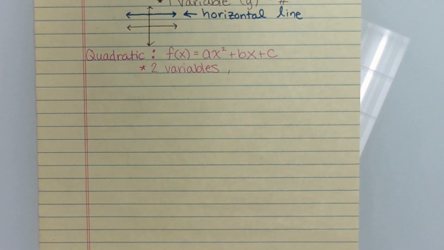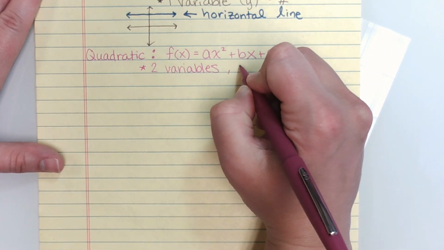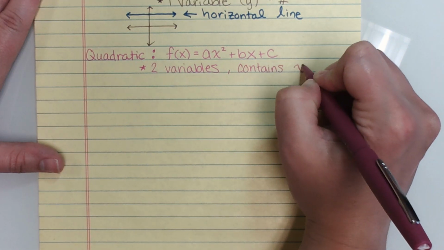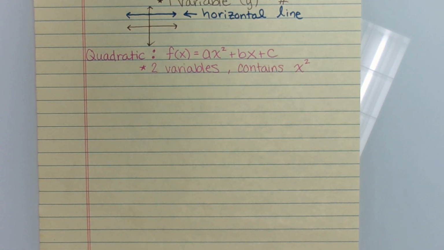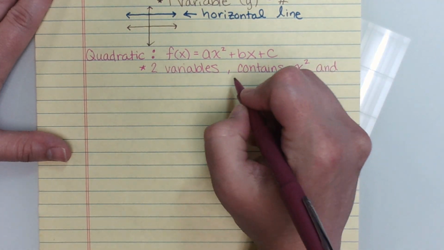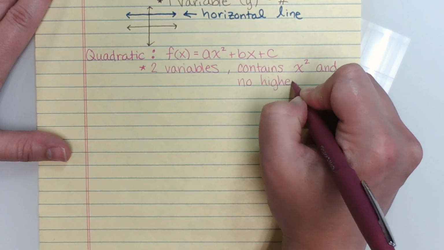Again, quadratics are two variable equations. They've got that f of x or y, and they've got x. A, b, and c are placeholders for numbers. You're never going to be given a function that a, b, and c are not just straight up numbers. Quadratic means it's going to contain an x squared. And no higher or no other exponents.